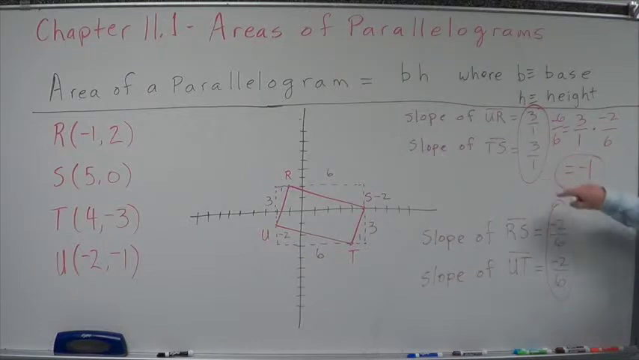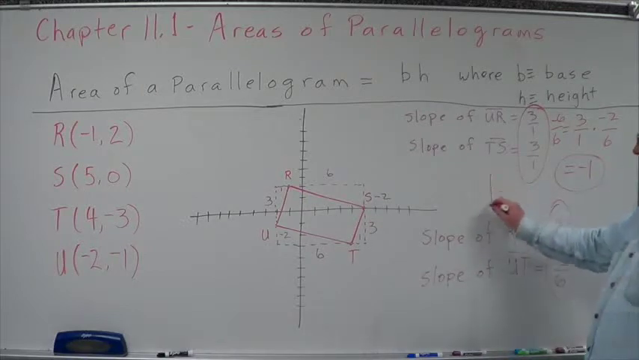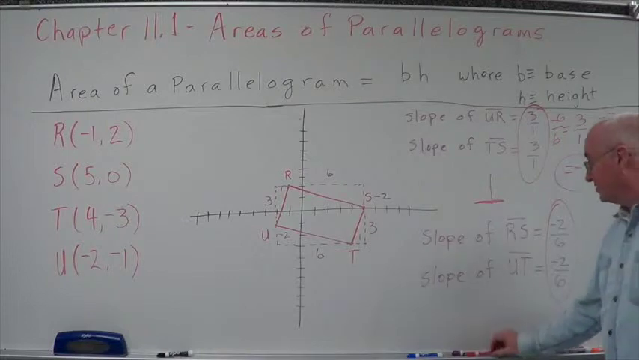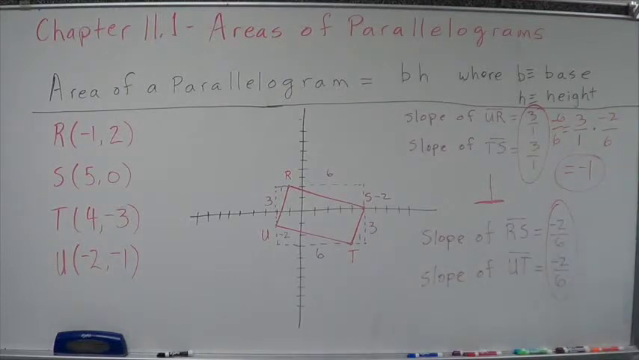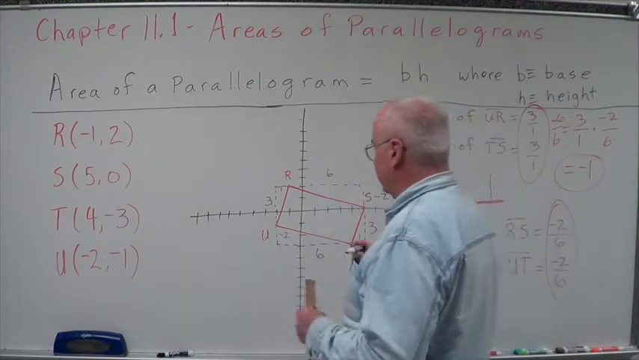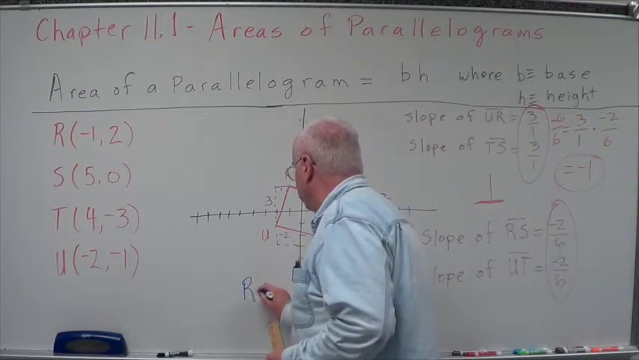So that tells us that these two sets of lines are what with each other? They're perpendicular. Opposite sides are parallel. Consecutive sides are perpendicular. I think we got what kind of figure? Well, this just looks like a rectangle.